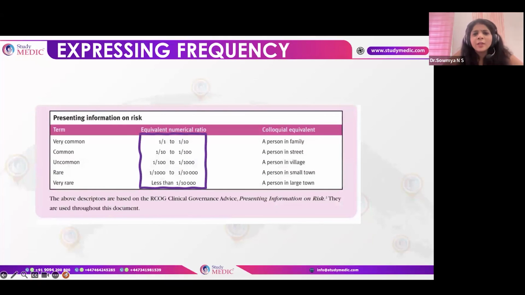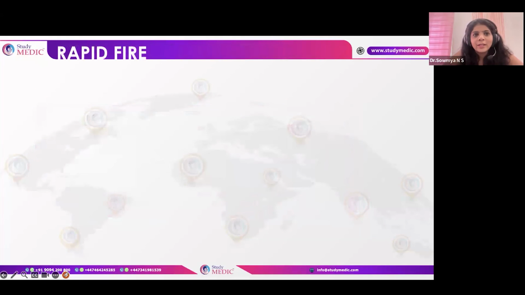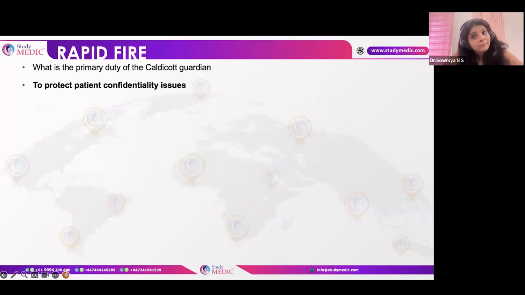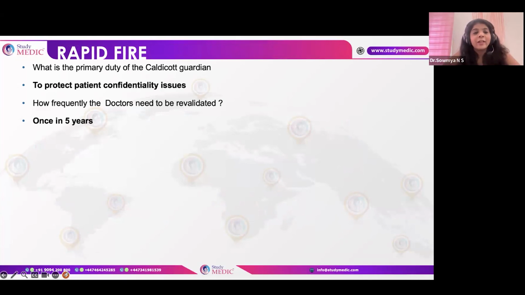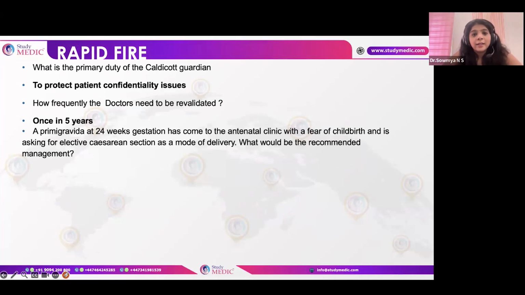And frequencies, you need to know, guys. Sometimes they can ask about what is common, uncommon, the numerical ratios. Okay, and what is the primary duty of the Caldicott Guardian? Confidentiality issues. How frequently do doctors need to be revalidated? 5 years.